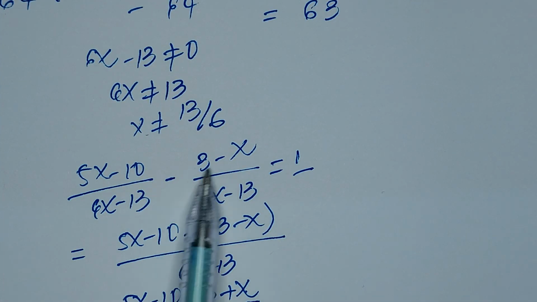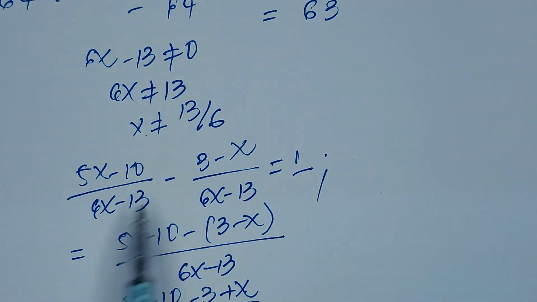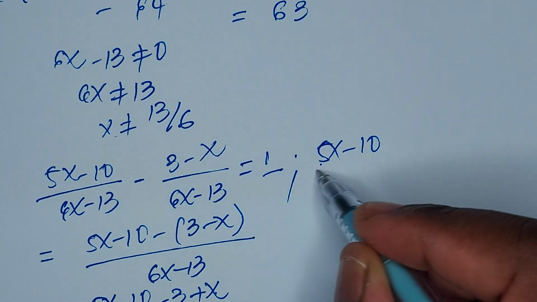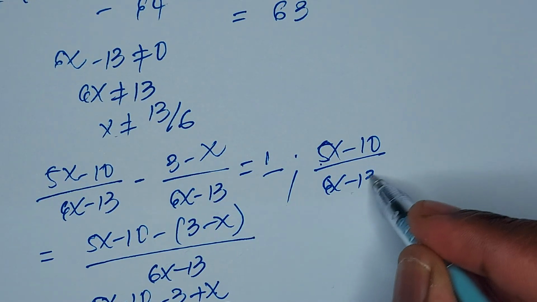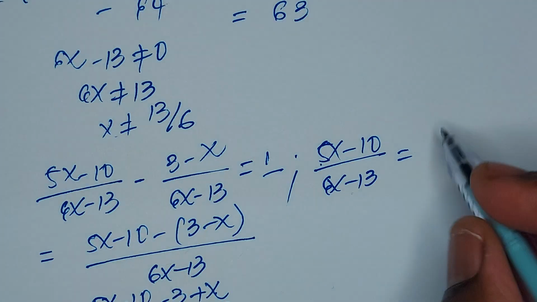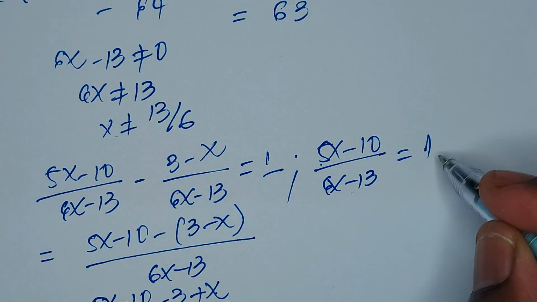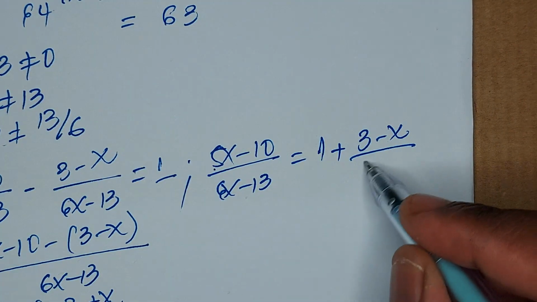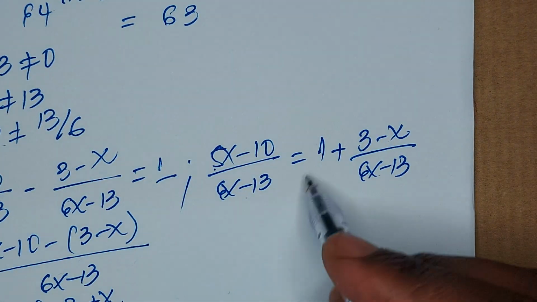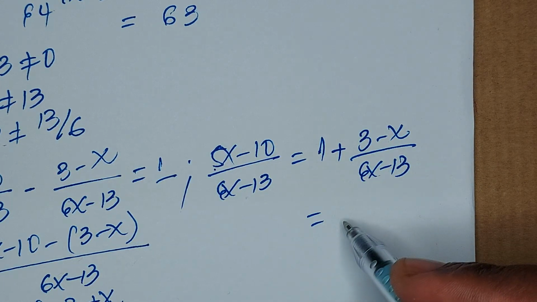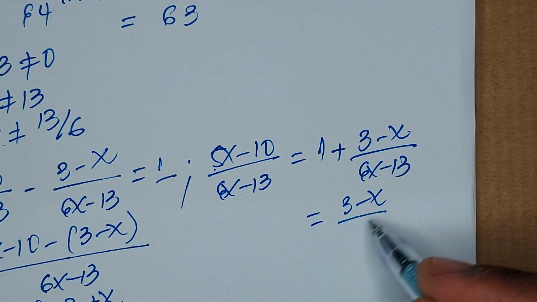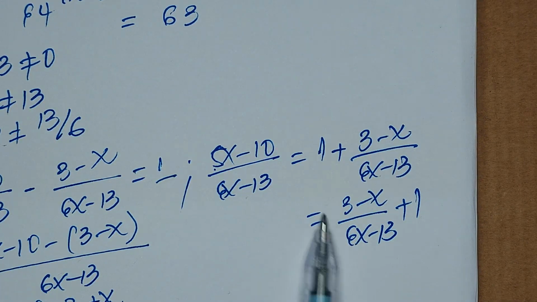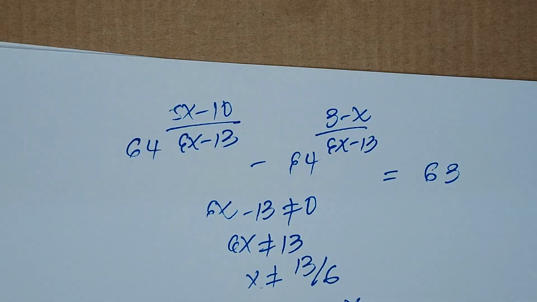Since this one minus this one is 1, it means that 5x minus 10 divided by 6x minus 13 equals 1 plus 3 minus x all over 6x minus 13. Now I'm going to write it differently: this one equals 3 minus x over 6x minus 13, plus 1. I'm going to replace this in our original equation.